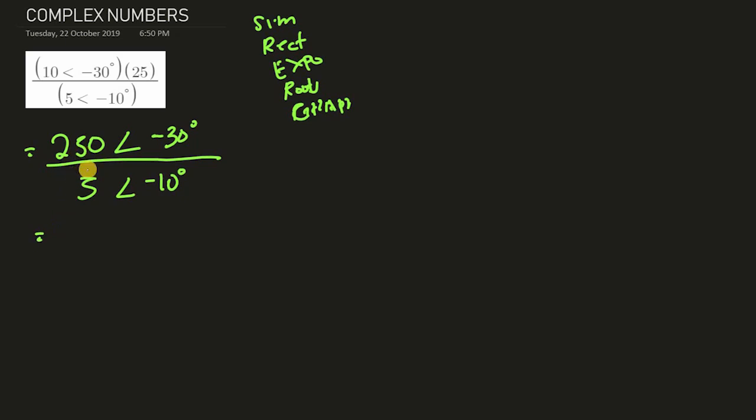Okay, this is division, guys. So what we need to do is to divide the modulus and subtract the angles. So this is 250 divided by 5. That would be equal to 50. Angle negative 30 minus negative 10 is negative 20. Be careful, guys, on how you subtract this. This is negative 30 minus negative 10, so this would become plus. So this would be equal to negative 20. Okay, so in polar form, this is the simplified answer.